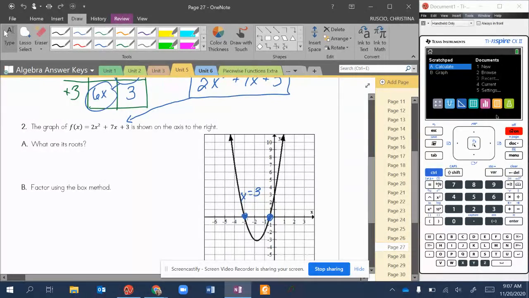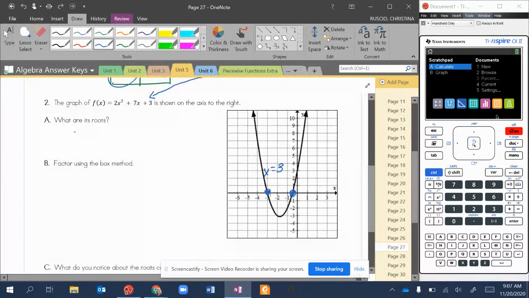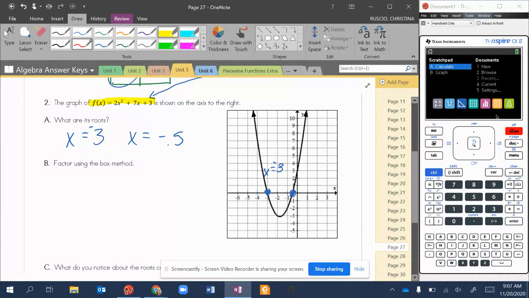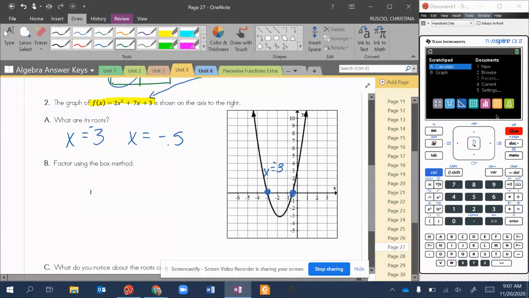So it's saying, what are the roots? Well, we might say x is equal to 3, and then maybe x, that should be negative 3, right? X is equal to negative 3, and x is equal to maybe negative 0.5. We're not 100% sure. Okay, so what we're going to do now is we're going to show factoring using the box method, similar to what we were doing in 5.5, or exactly, I should say.